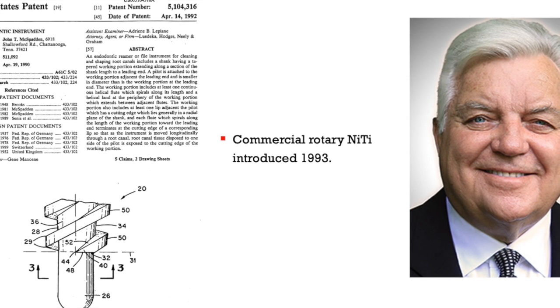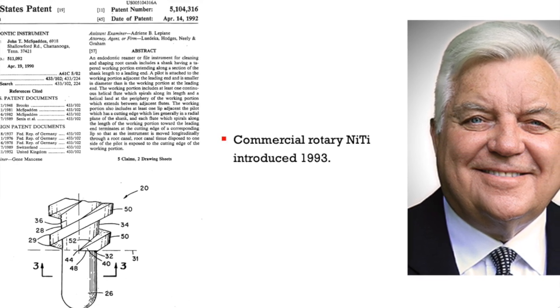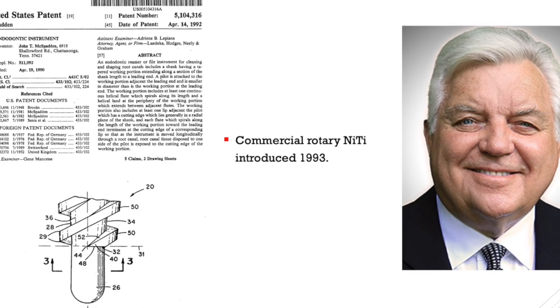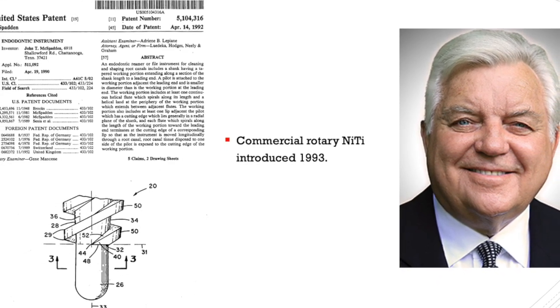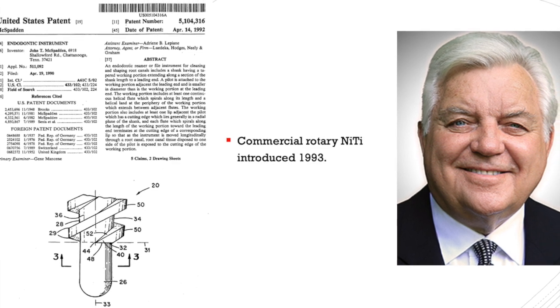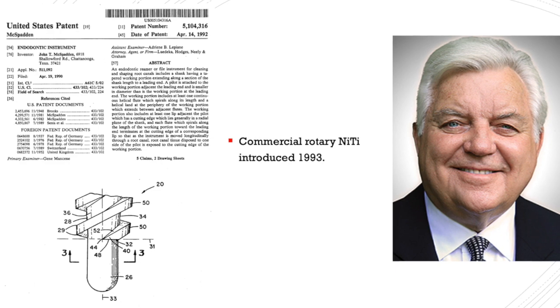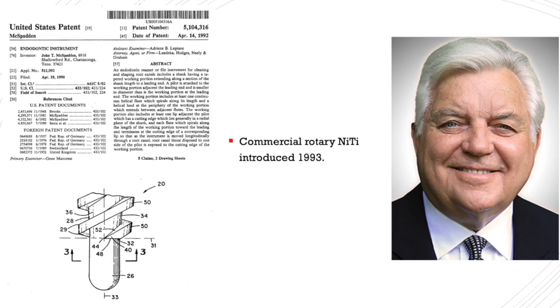The first nickel titanium rotary file was patented and introduced by John McSpadden in 1993. Despite suffering from many weaknesses, it paved the road for other inventors to adjust the design to be more flexible yet more resistant to torsion that causes file separation.